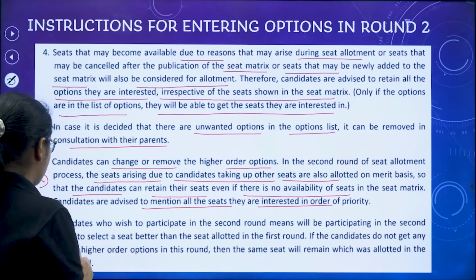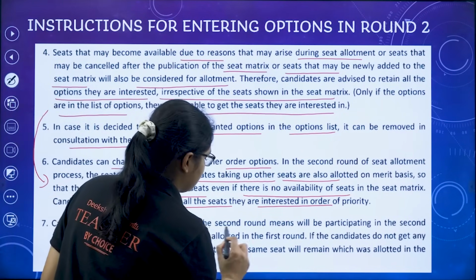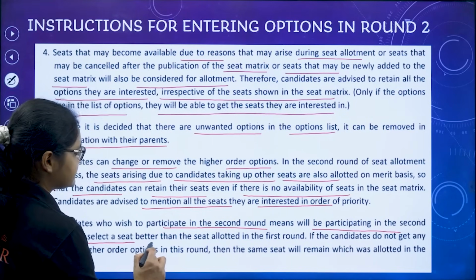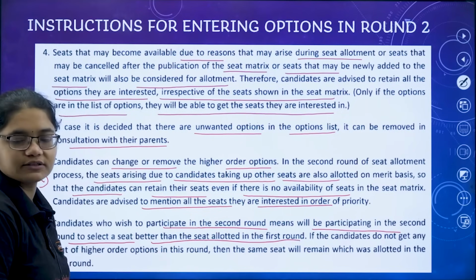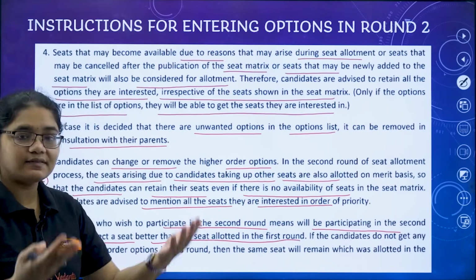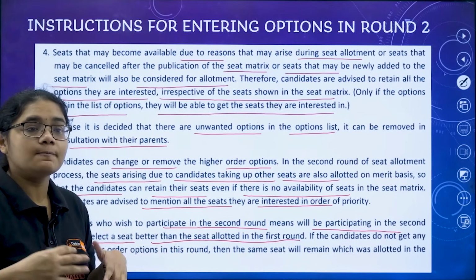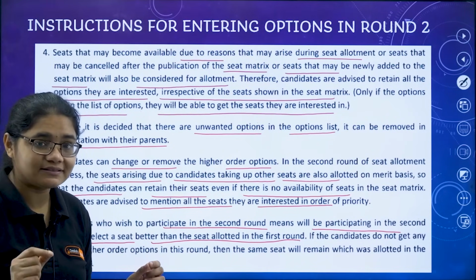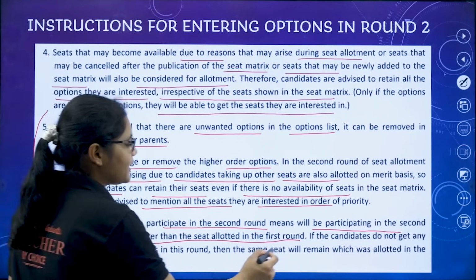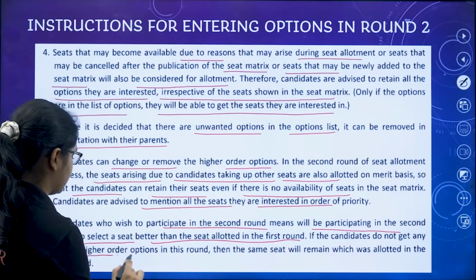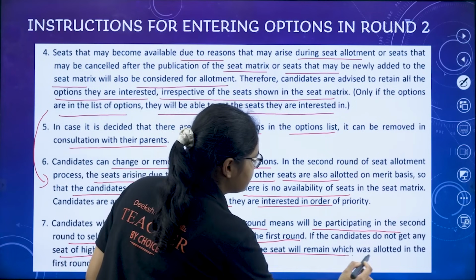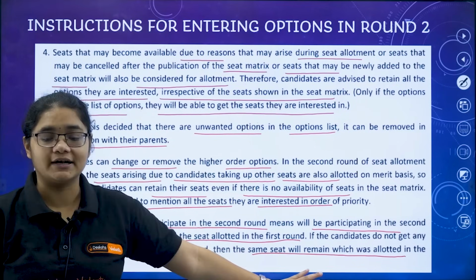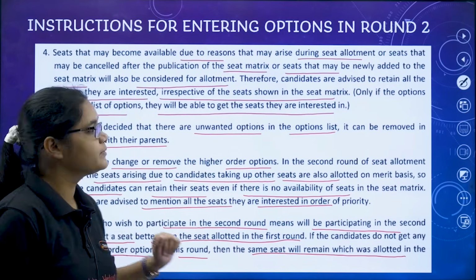Next we have the 7th: candidates who wish to participate in the second round will be participating to select a seat better than the seat allotted in the first round. This is very obvious. If you are participating in the second round, that means you are not completely satisfied with the seat allotted to you in round 1 and you want a better seat, so you are going for the second round. If the candidates do not get any seat of higher order options in this round, then the seat allotted in the first round will be retained. This is for those students who have selected choice 2. Not for everyone. Fine.